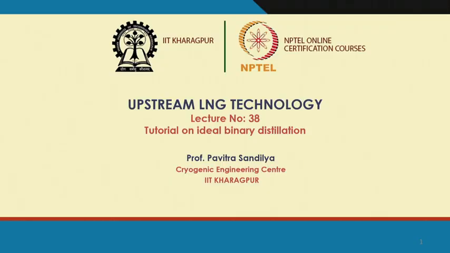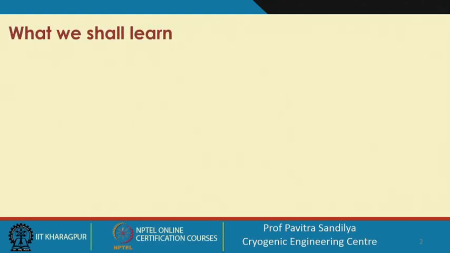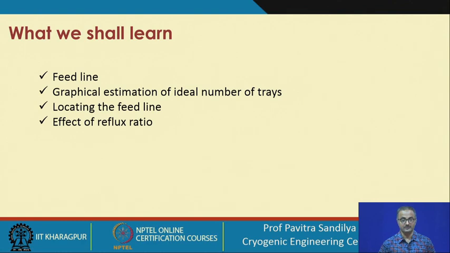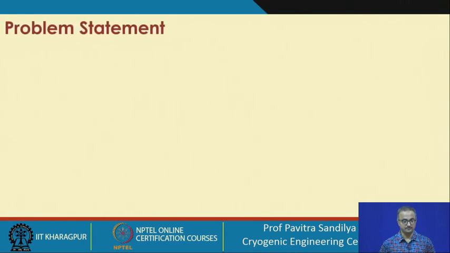Welcome. Today we shall do some calculation on the ideal binary separation by distillation, about which we have learned the theory earlier. So, in this particular tutorial we shall learn how to construct the feed line, how to make a graphical estimation of the ideal number of stages in the distillation column. Then we shall see how to locate the feed point and the effect of the reflux ratio.